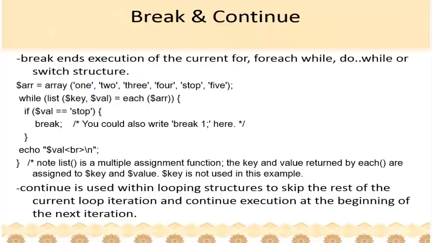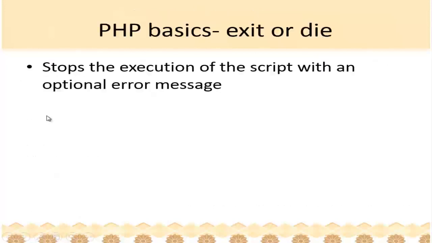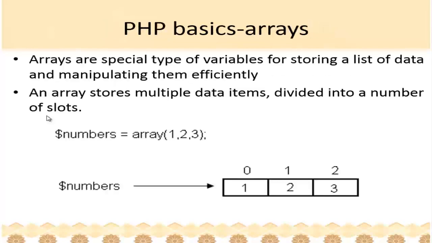So this is a very simple example wherein I am trying to break the loop based on a condition. The other one is exit and die, I think you are already familiar. Both of them are used to exit out of the program with an error message.